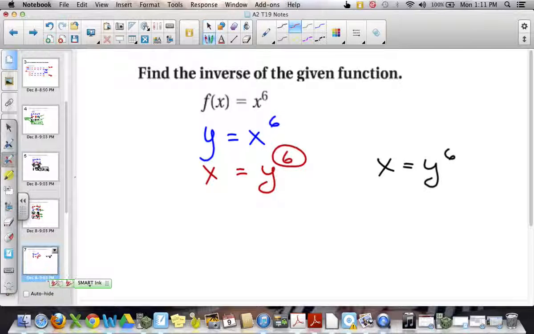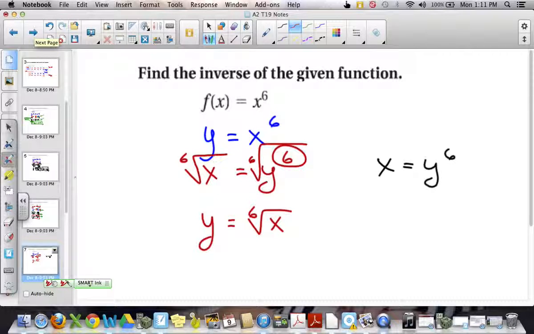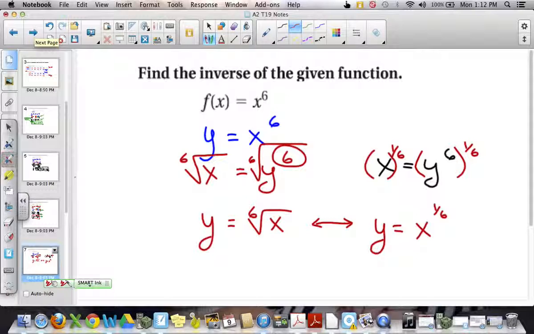So let me write this twice. One way to do that is by taking the 6th root of y to the 6th, and then we take the 6th root of x. So you end up with y equals the 6th root of x. And that's one way that you could do this. But remember, radicals and rational exponents are the same idea. So the other way I can get rid of the 6th power is by taking it to the 1/6 power. Do that on both sides of the equation. And we end up with y equals x to the 1/6. So notice that those are exactly the same thing, right? You can certainly write that either way.